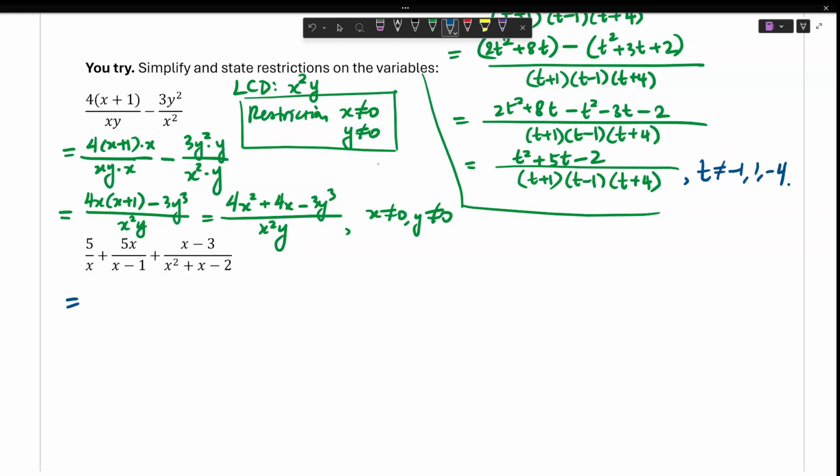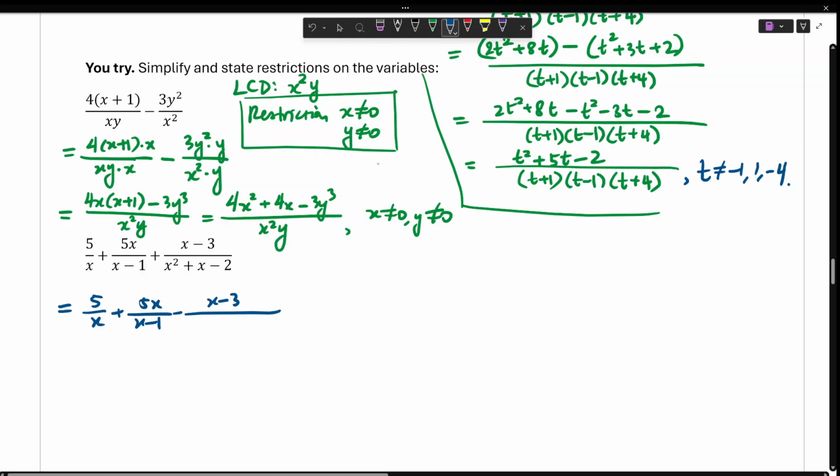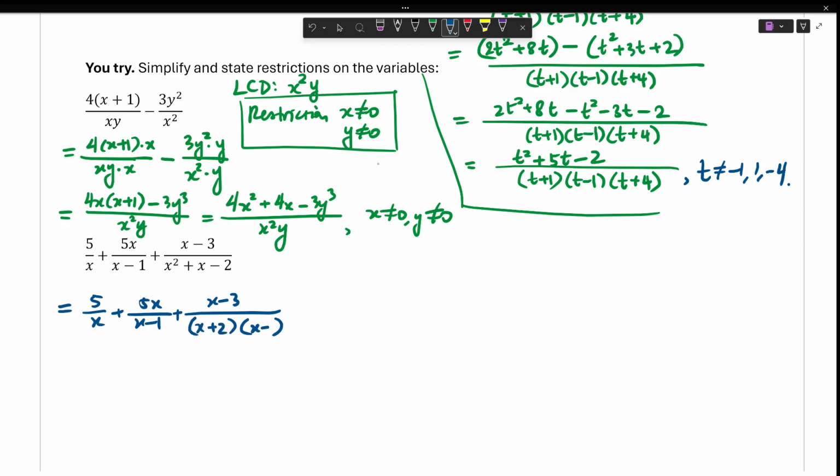Okay, next one. On your handout, I can't remember if I crossed out this 5 over x. So I'm going to do it as written. Okay, so we need to make sure everything's factored first, right? That's nearly true except for this one. So let's factor that. This denominator x squared plus x minus 2 is going to be x plus 2 times x minus 1. And okay, we can say something about restrictions now, which are that x can't be 0, x can't be 1, x can't be negative 2.